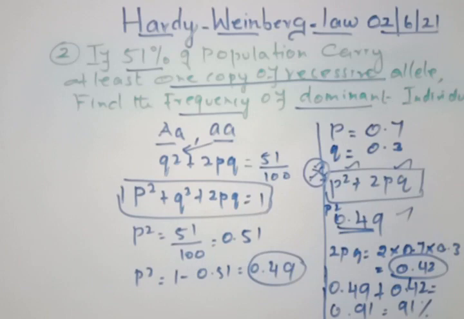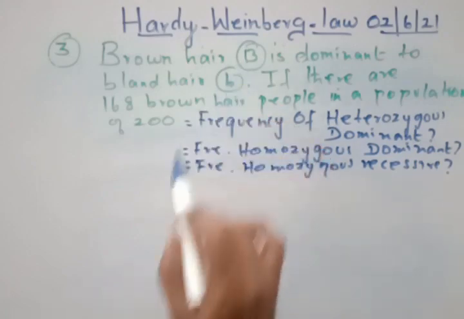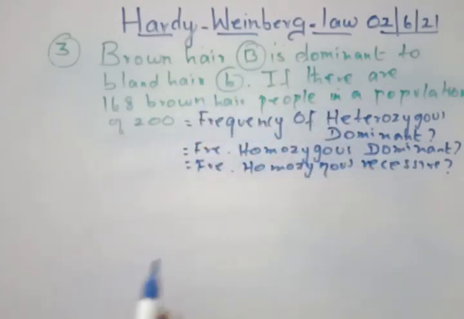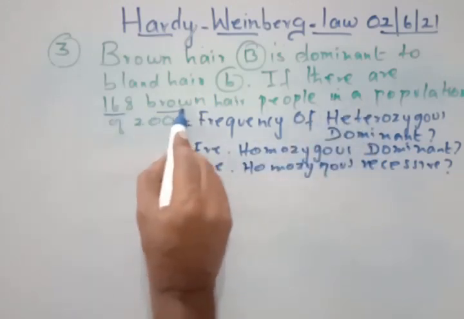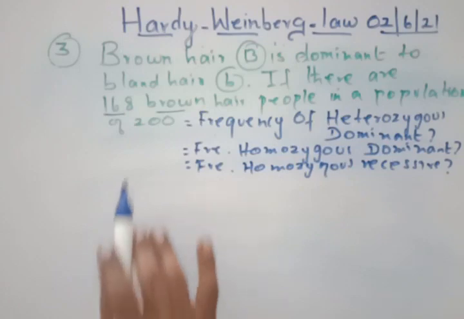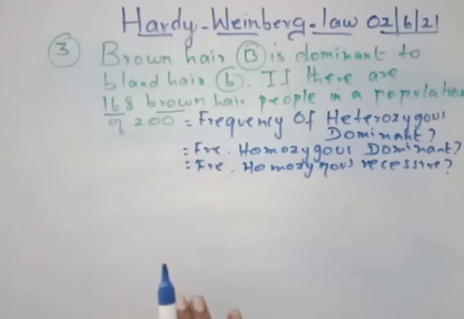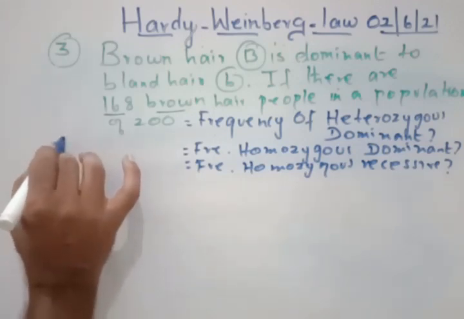Clear? The third numerical problem is: brown hair, that is capital B, is dominant to blonde hair, small b. So if there are 168 brown hair, that means dominant people, in a population of 200. Okay, out of 200, 168 are dominant. So for dominant, you can even take it as p square is dominant.